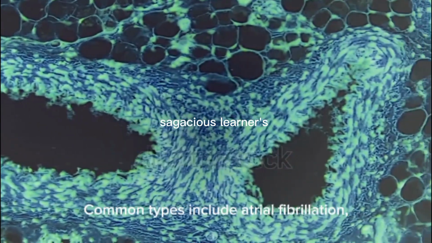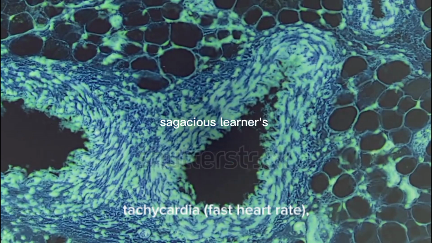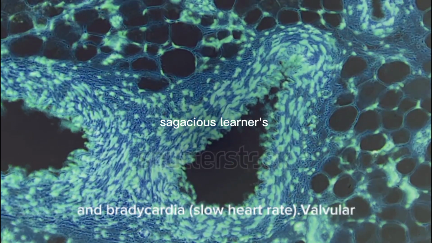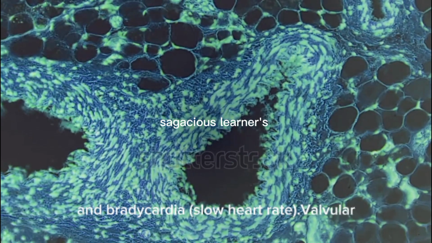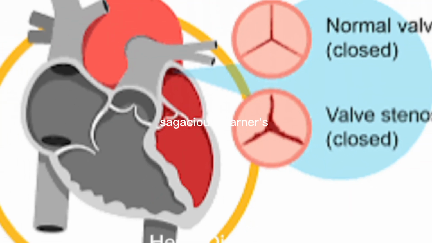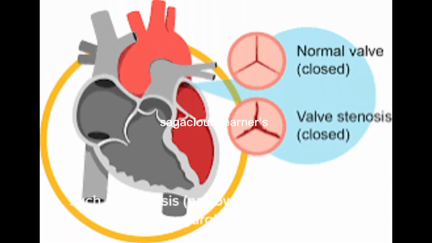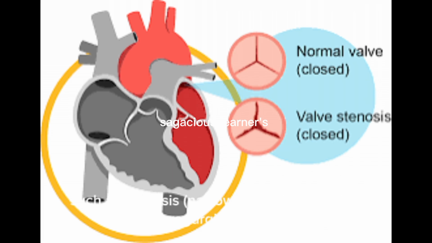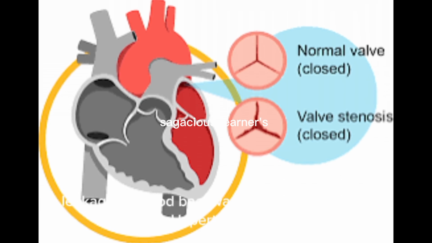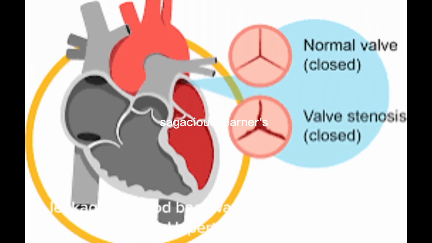Arrhythmias are irregular heart rhythms caused by abnormalities in the heart's electrical system. Common types include atrial fibrillation, tachycardia, fast heart rate, and bradycardia, slow heart rate. Valvular heart disease involves dysfunction of one or more of the heart valves, such as stenosis, narrowing of the valve, or regurgitation, leakage of blood backward through the valve.